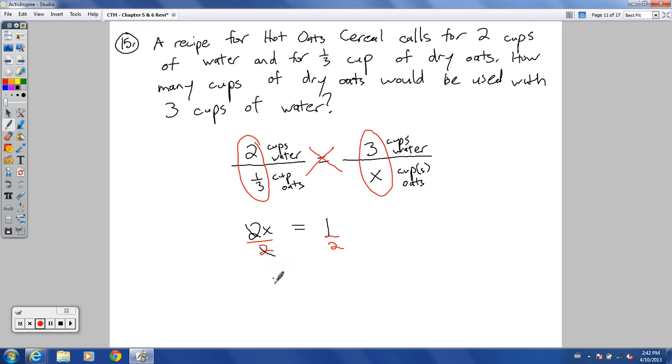Very practical problem. I think you might use something like that in your everyday life in the future. So 1/2 cup of oats, or dry oats, you could say. And that would be the final answer for number 15. So I'm sorry, number 15, I didn't mean to skip you.